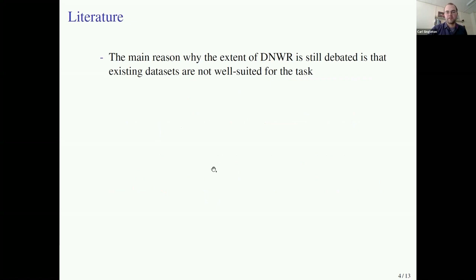But in the literature, the conclusion is quite unclear. And the main reason why there isn't a consensus view yet on the extent of downward nominal wage rigidity is that the existing data sets used over the last couple of decades were not really well suited to the task.